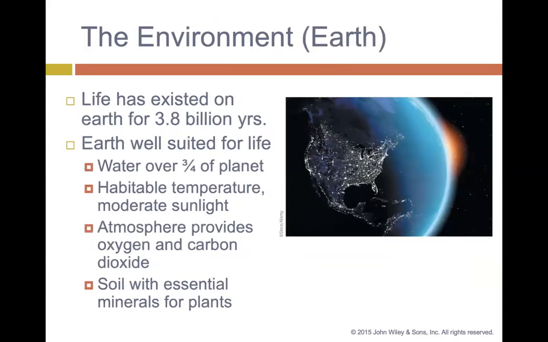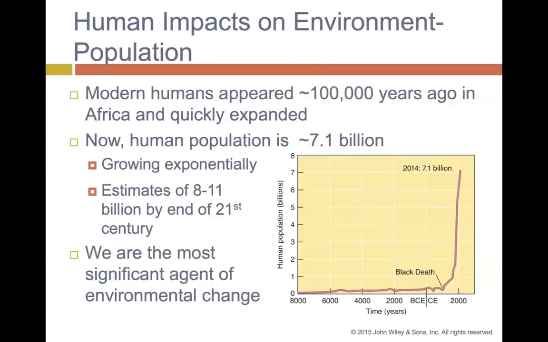The environment, also known as Earth, here we have kind of a beautiful look at the Earth from space. Earth is well suited for life. Water occupies over 3/4 of our planet. It has a very habitable temperature, moderate sunlight. We have atmosphere, which provides oxygen and carbon dioxide. We have soil with essential minerals for plants.